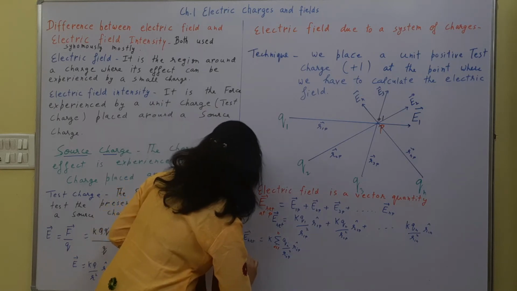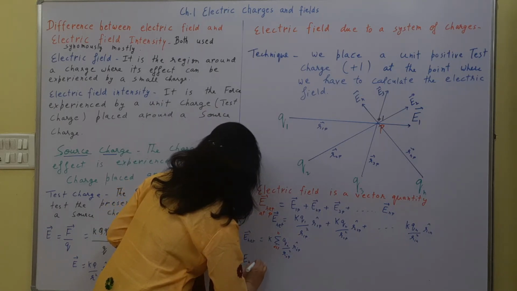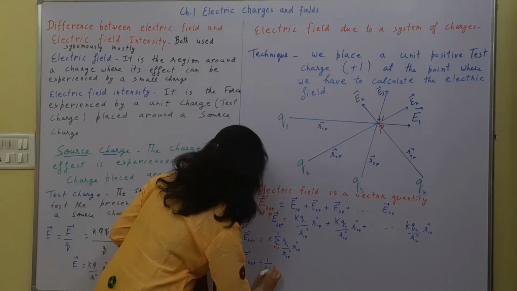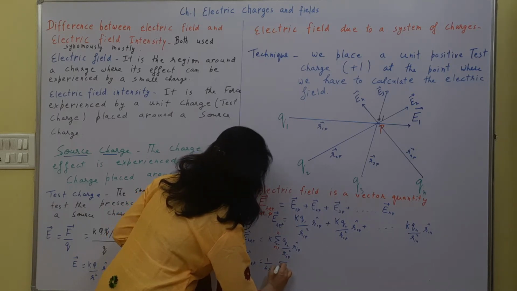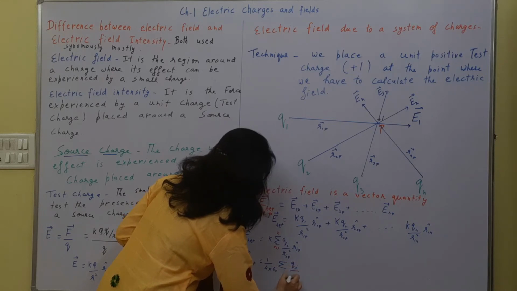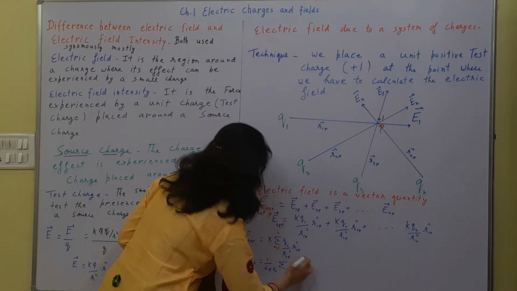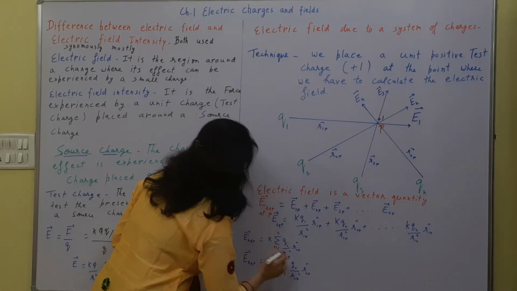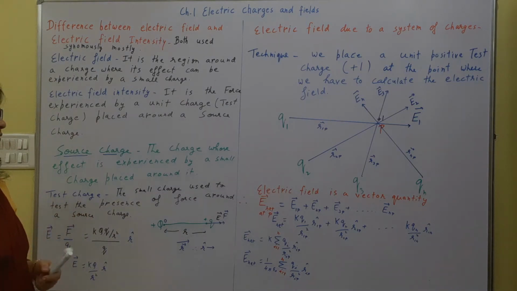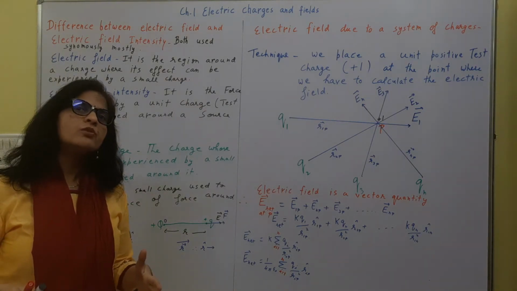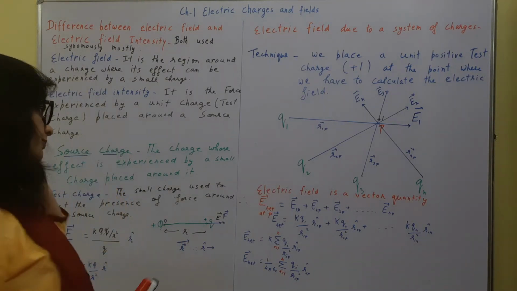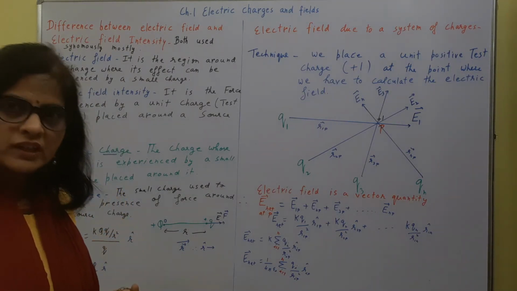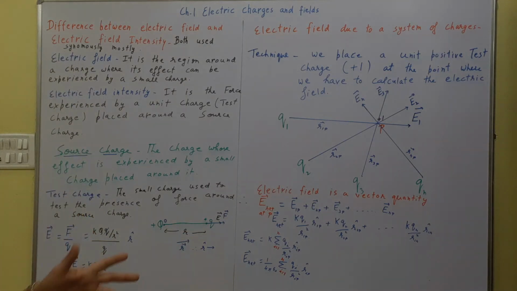So I can generalize it by writing 1 by 4 pi epsilon naught sigma qi upon rip whole square, this is rip cap, and this is again i is equal to 1 to n. So this is the electric field due to a system of charges, or you can say the electric field due to multiple charges. Now we can study the significance of the electric field concept, which is very important. So let's rub the board first and then we'll continue.